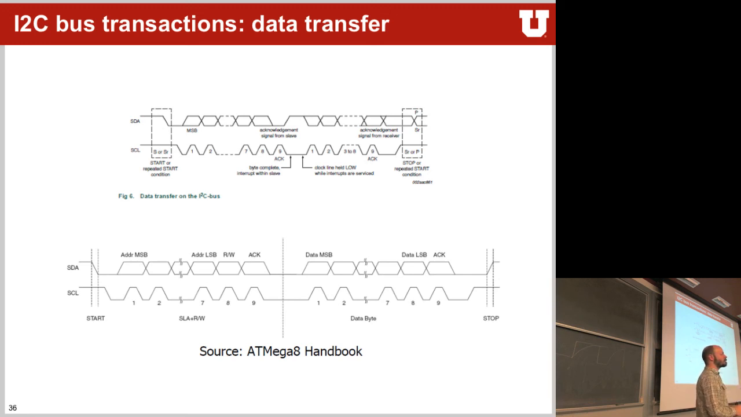So can you use that to set priority? Yes. Lower addresses will have higher priority. But only if you have a multi-master system, and multi-master I2C systems are not that common. They do exist, but it's not very common.